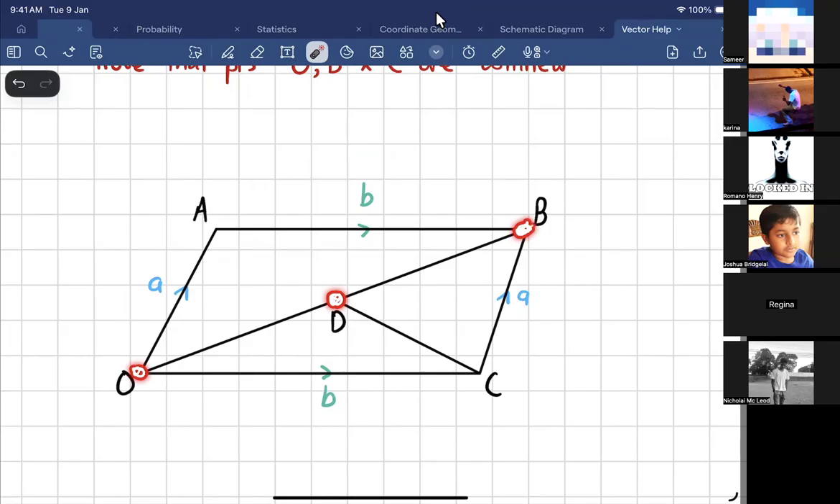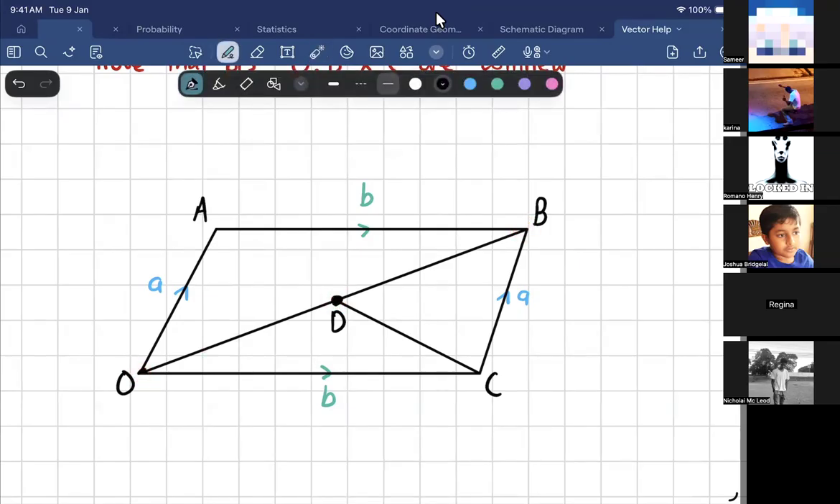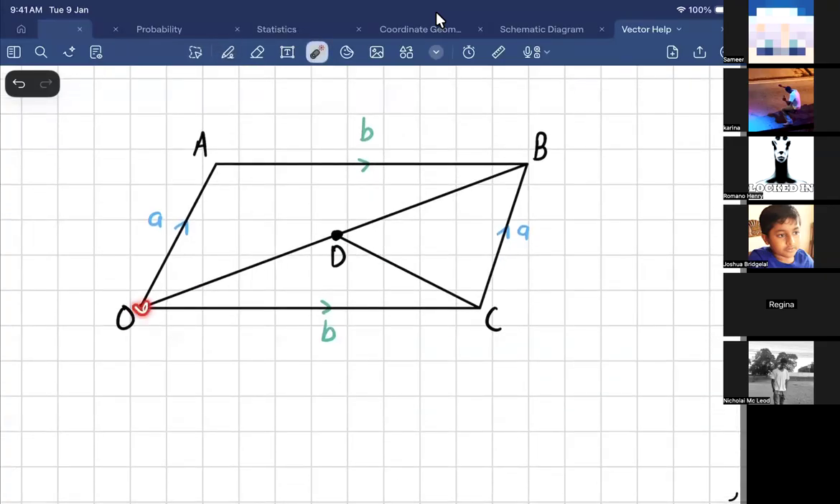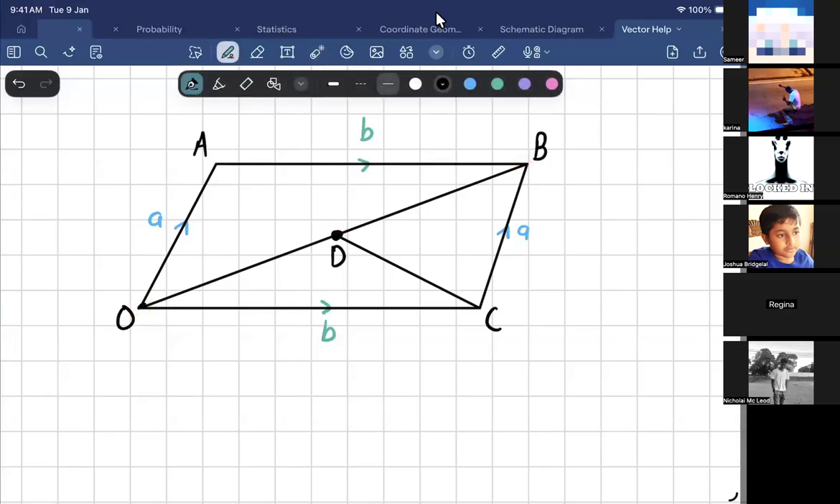Okay, cool. So what you would have to do now: we have points O, D, and B. What vectors could we pull out from that? O to D and D to B.